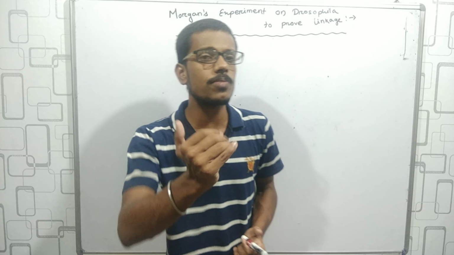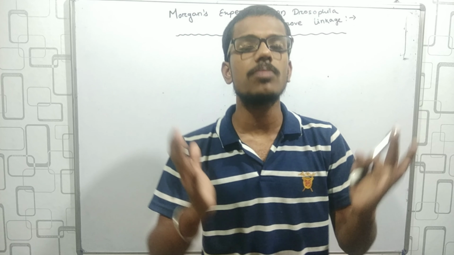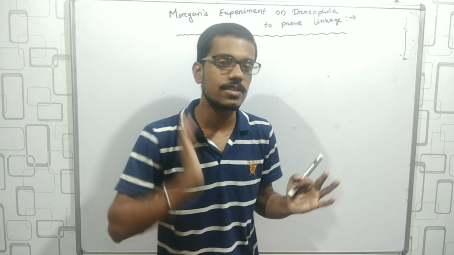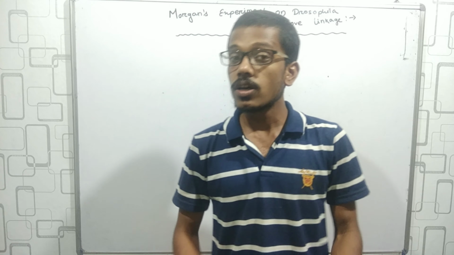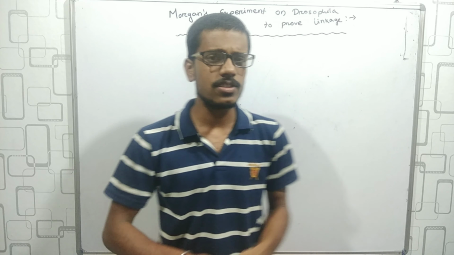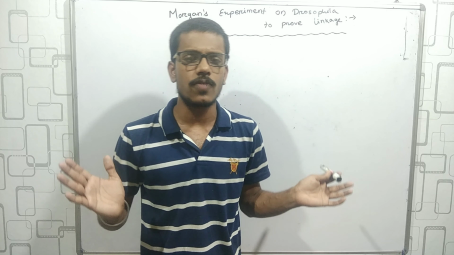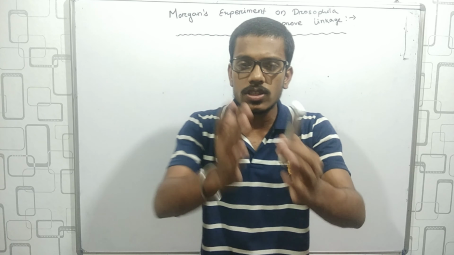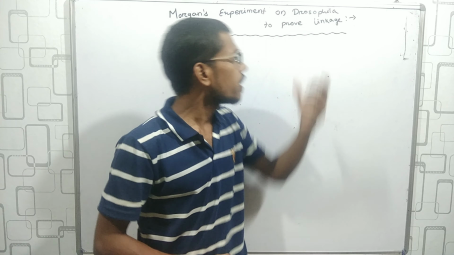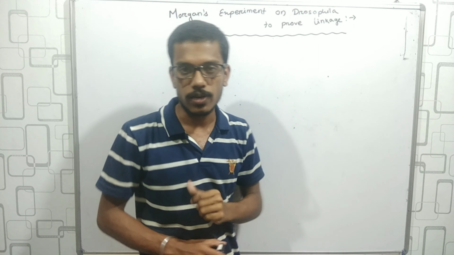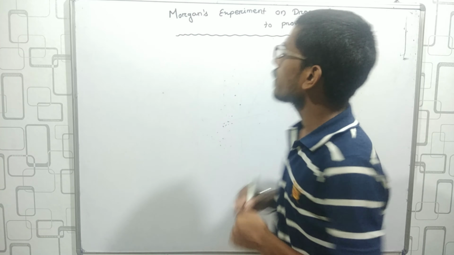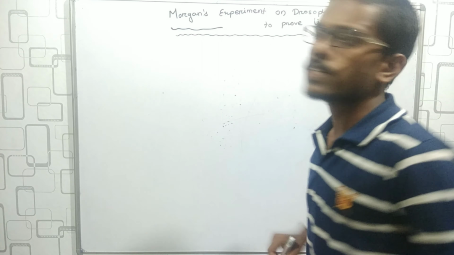And the inheritance of these linked genes, or the ability of these linked genes to transfer to the next generation, is called what? That is the linkage. As you know, this linkage was first talked about by Bateson and Punnett, but it was also proved by Thomas Hunt Morgan. Let's see what happened in Morgan's experiment.